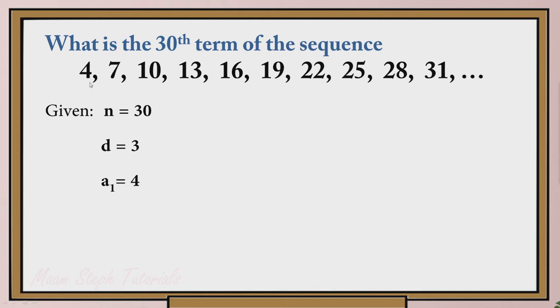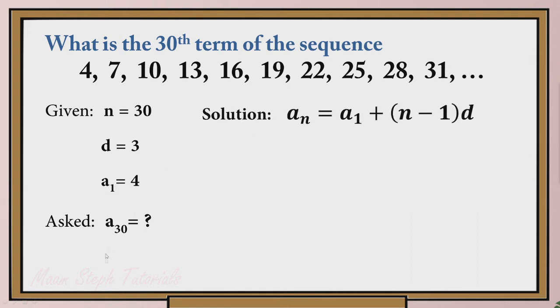Nasa given din natin, at yung hahanapin naman natin ay ang a sub 30. So, using these given na mga numbers, we are going to solve for a sub 30. Okay, so ginamit natin yung formula ng nth term: a sub n equals a sub 1 plus n minus 1 times the common difference. And then, we will just substitute.